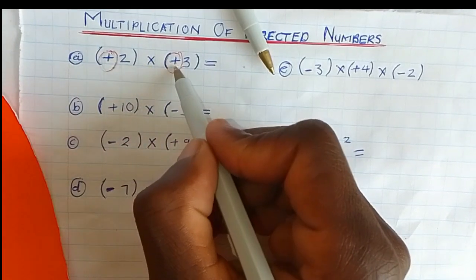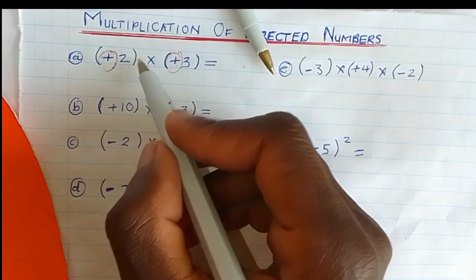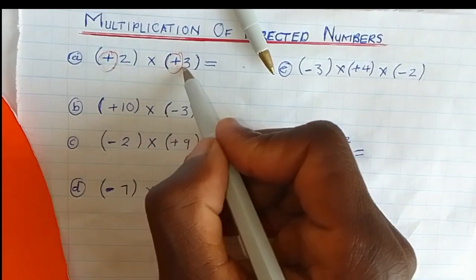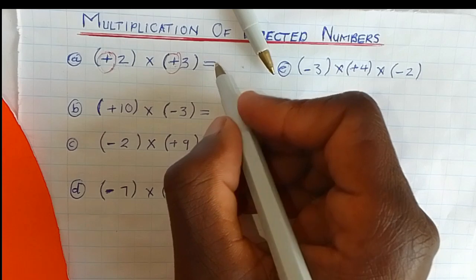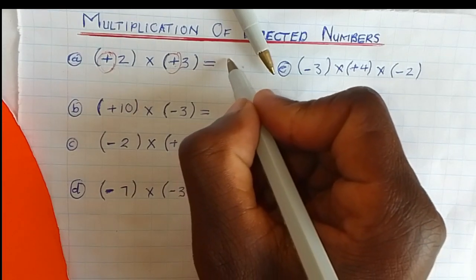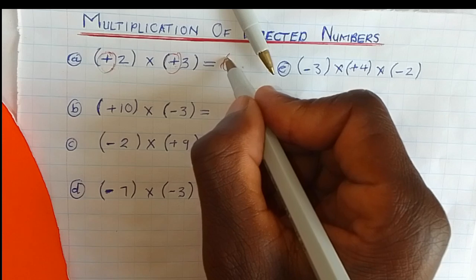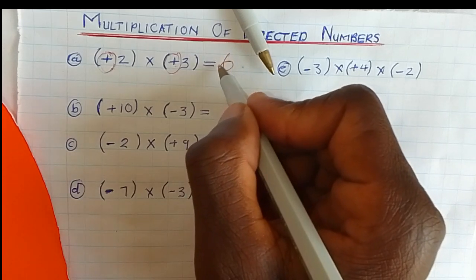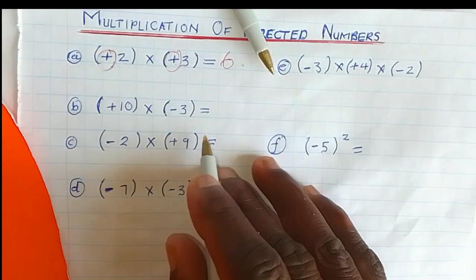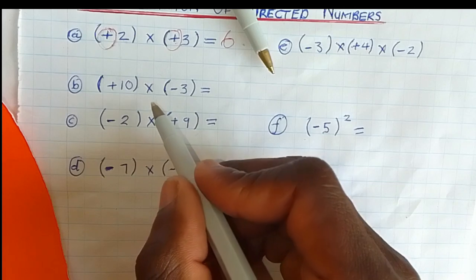So this is what I meant by the signs being the same. If the signs are the same, remember the answer will be positive. So after multiplying 2 by 3, getting 6, then the sign will be positive. So you can simply leave it as 6. Remember, just writing 6 is the same as saying positive 6. Let's look at part B.